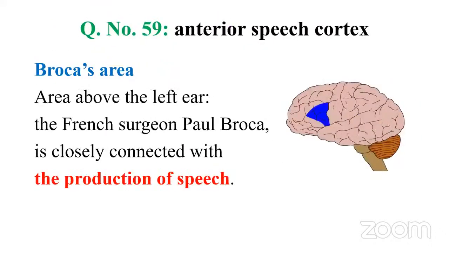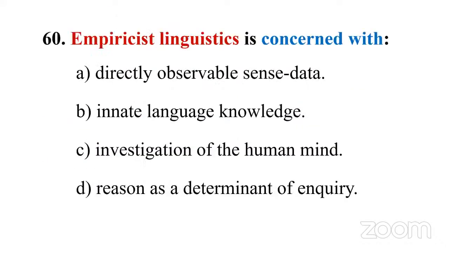Then we'll go to the next question. Empiricist linguistics is concerned with. Even for this, you need not be familiar with the topic. If you know the meaning of the word empiricist, then the question is a straightforward one. A, directly observable sense data. B, innate language knowledge. C, investigation of the human mind. D, reason as a determinant of inquiry.